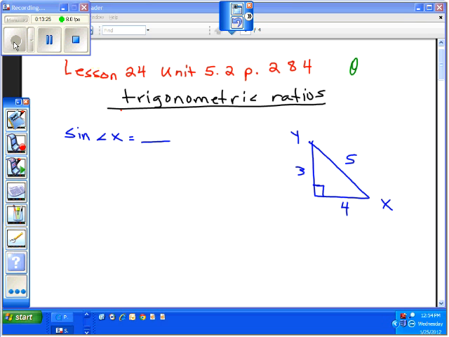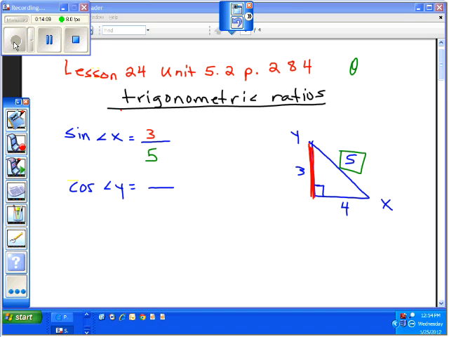It would be the leg opposite the X, which is here, which is 3, over the hypotenuse 5. So the sine of angle X is 3/5. Do you understand that? What if I did the cosine of Y? Cosine is leg adjacent. What's the leg adjacent to Y? 3. The leg adjacent to Y is 3.